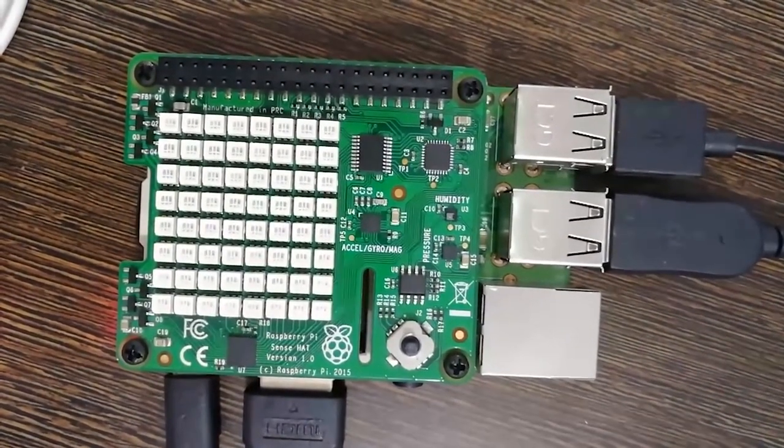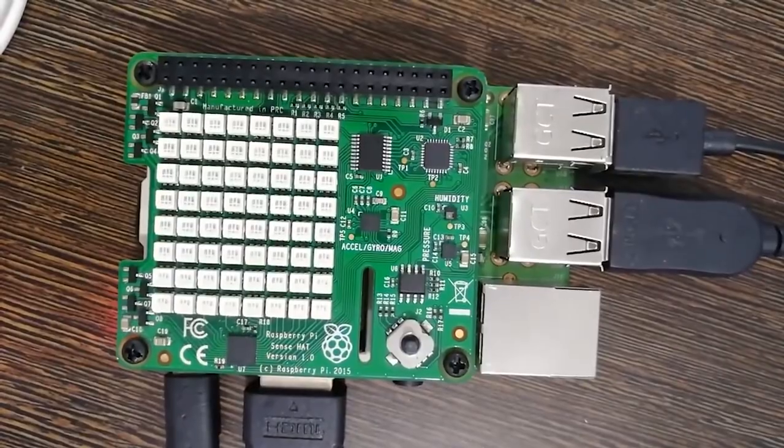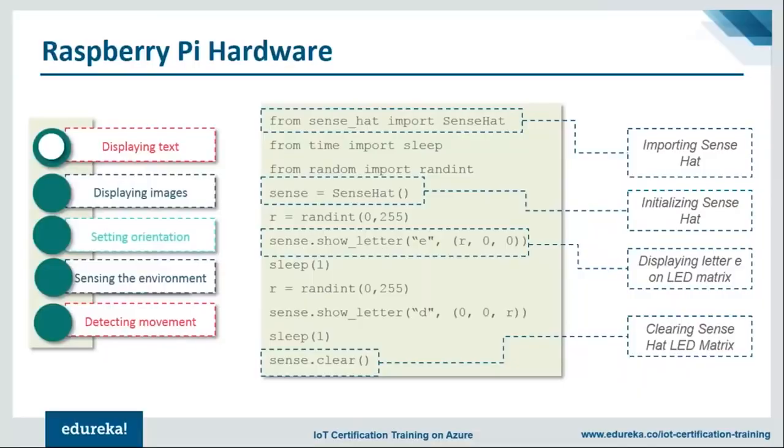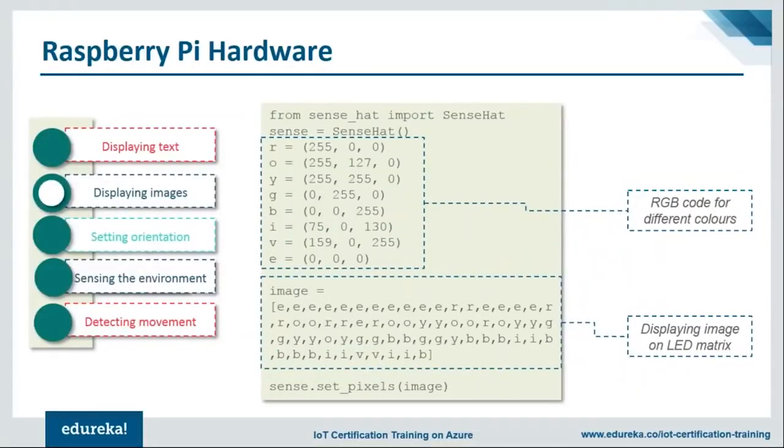So let's go back to our presentation and look at the next program that is involved here. The next program is going to display an image that gives you a complete idea of the various color combinations possible on the Sense HAT as well. So I've identified the RGB colors: red, orange, yellow, green, blue, indigo, violet, and E stands for empty, which is null.